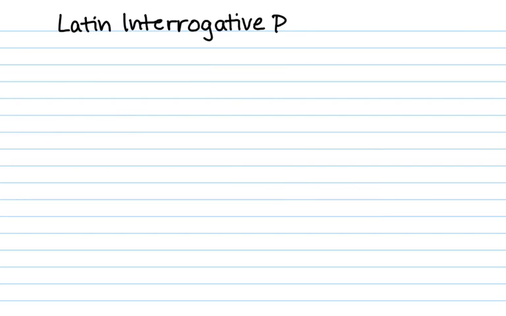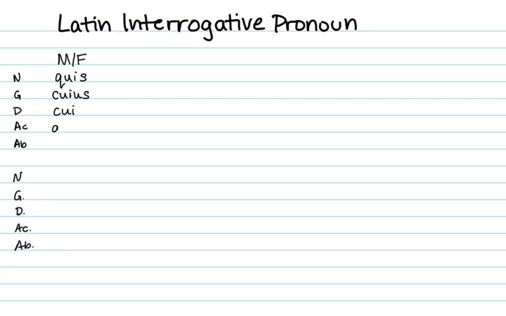So now let's look at the Latin interrogative pronoun. The masculine and feminine in the singular share one form. Quis, cuius, cui, quem, quo. You'll recognize cuius, cui, quem, and quo from the relative pronoun. Quis is the only new form. In the neuter, quid, cuius, cui, quid, quo. Again, quid is the only new form.